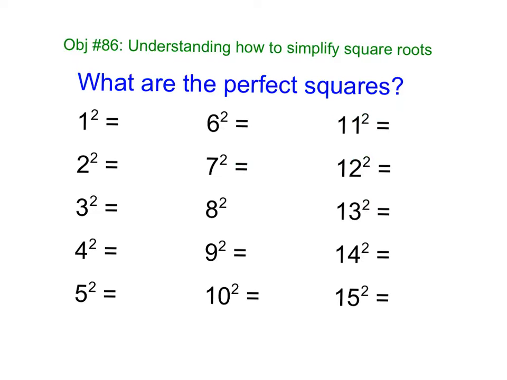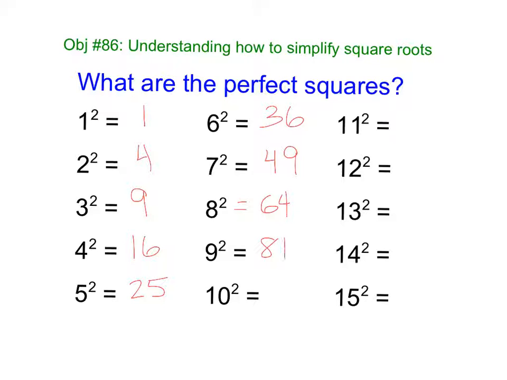So we are talking about, what are the perfect squares? So the perfect squares are, 1 squared is 1, 2 squared is 4, 3 squared is 9, 16, 25. So these are all the numbers that are perfect squares. We know the square root of all these numbers, right? The square root of 49 is 7.